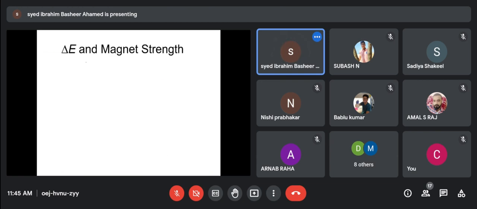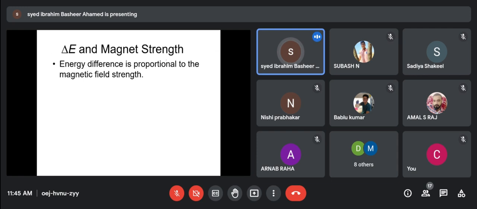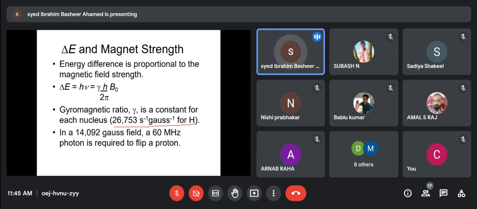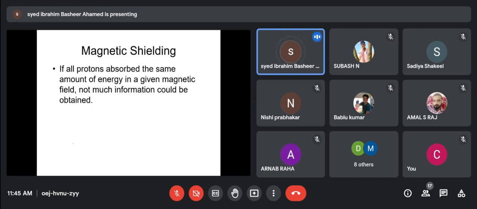All right. So delta E and magnetic field strength. The energy difference is proportional to the magnetic field strength. So delta E is equal to h nu, which is equal to gamma h divided by 2 pi times B naught. The gyromagnetic ratio gamma is a constant for each nucleus. It is 26,753 per second per Gauss for proton. So in a 14,092 Gauss field, a 60 megahertz photon is required to flip a proton. So, low energy radio frequency.